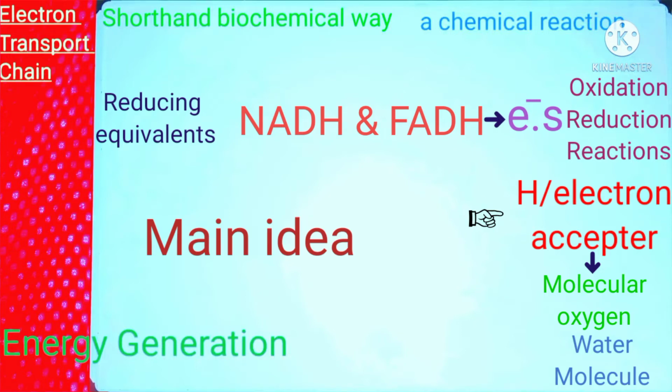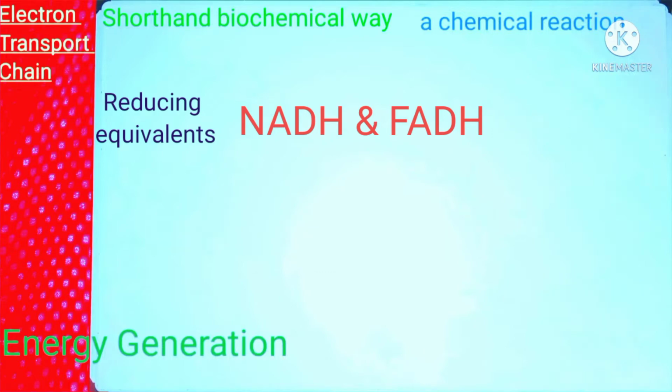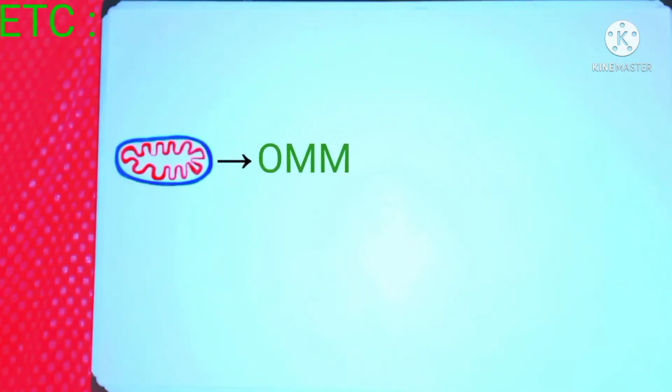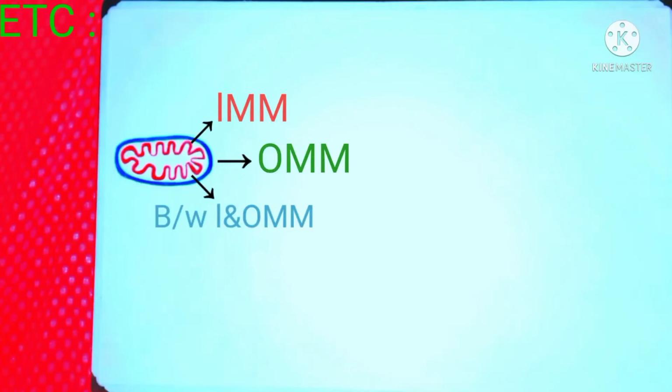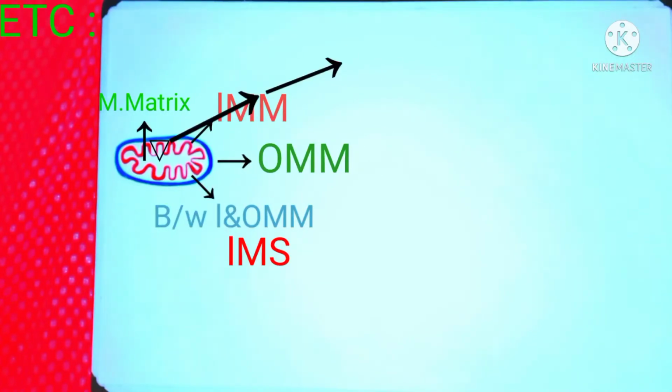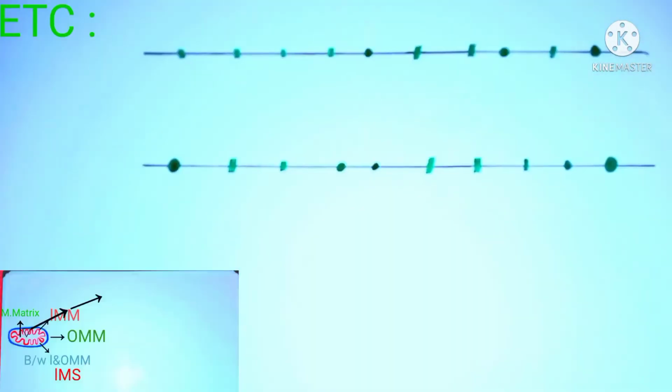Now let's try to know about the electron transport chain in detail. The mitochondria has an outer mitochondrial membrane and an inner mitochondrial membrane. A space is also present between the inner and outer mitochondrial membranes, which is known as the intermembrane space. And inside the mitochondria there is the mitochondrial matrix. If we consider a closed section of the mitochondrial membrane structure, then we can visualize the structure of electron transport chain. So here we can imagine the outer mitochondrial membrane, whereas here we can imagine the inner mitochondrial membrane. The intermembrane space is present in its center.